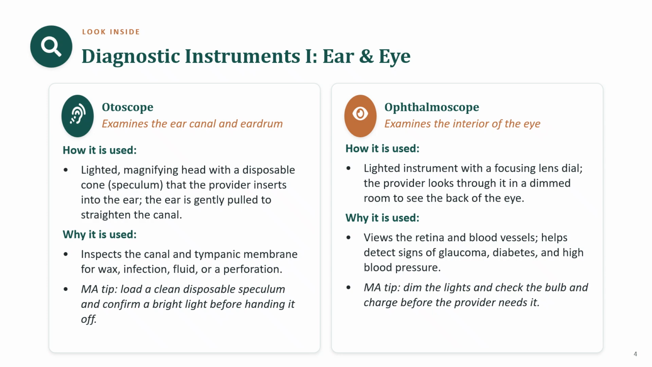The ophthalmoscope examines the inside of the eye. It's a lighted instrument with a dial of focusing lenses, and the provider looks through it, usually in a dimmed room, to see the back of the eye. Why do they do this? Because the retina and its blood vessels are the one place in the body where we can directly see small vessels, so the eye gives early clues about glaucoma, diabetes, and high blood pressure.